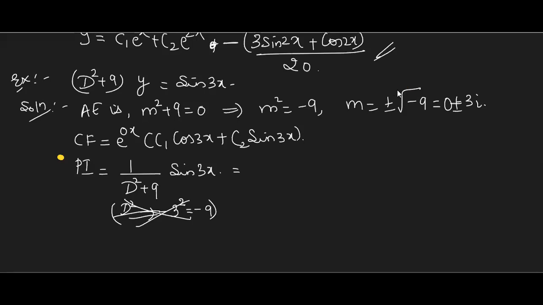So if it is becoming 0, what does the procedure say? What did we discuss? Multiply the numerator by x, differentiate the denominator. What is the derivative of D square plus 9? 2D. Okay. Sine of 3x.